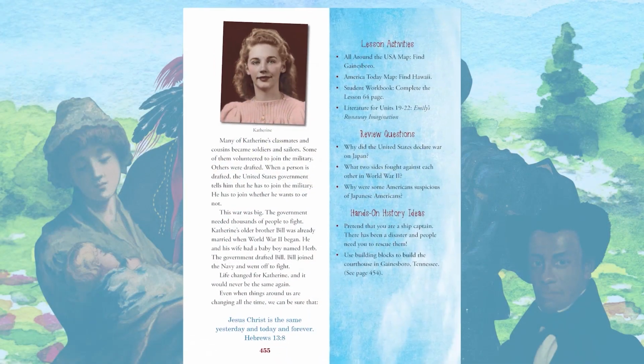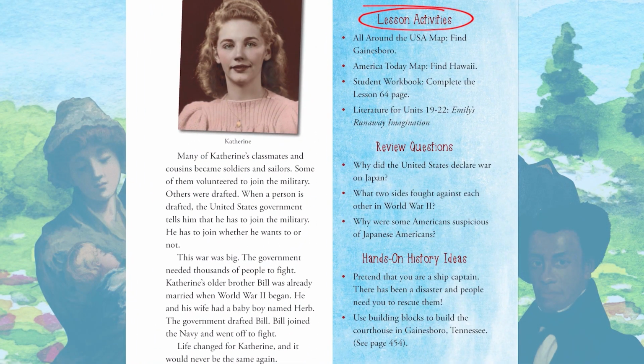The final page of each lesson lists lesson activities, review questions, and hands-on history ideas for the day's lesson. This lesson's activities include finding places on the All Around the USA map and a worksheet in the student workbook. The activity instructions tell the parents which title in the literature package goes along with this lesson. Our Star-Spangled Story includes multiple maps. They depict America from the time when only native tribes lived here until America today.